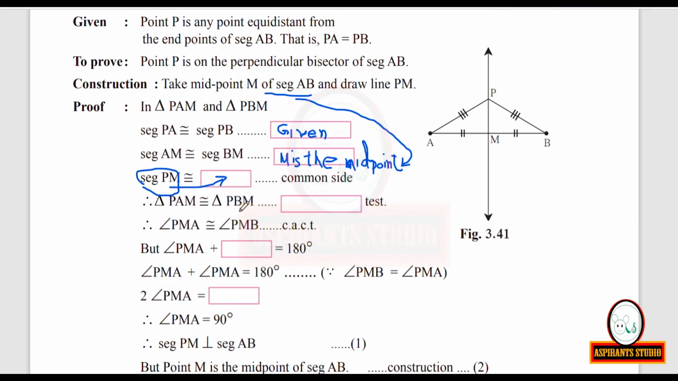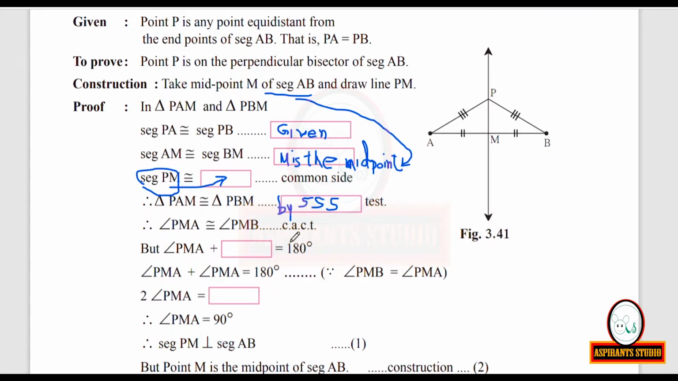Therefore, triangle PAM is congruent to triangle PBM by SSS test. Segment PA, segment AM, segment PM are all three sides of this triangle PAM. Here, segment PB, segment BM and segment PM are three sides of triangle PBM. So, we have by SSS test. You have to write by SSS test.